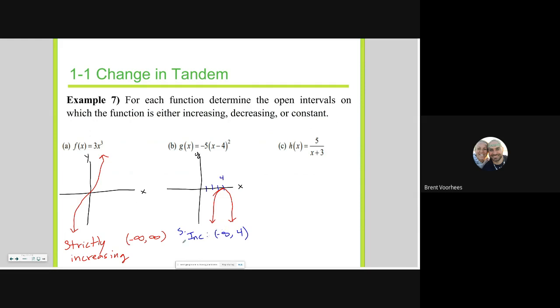Wow, my pen got really slow. I don't know what's going on. Here we go. So it is strictly decreasing from where to where? 4 to infinity. 4 to infinity, good.